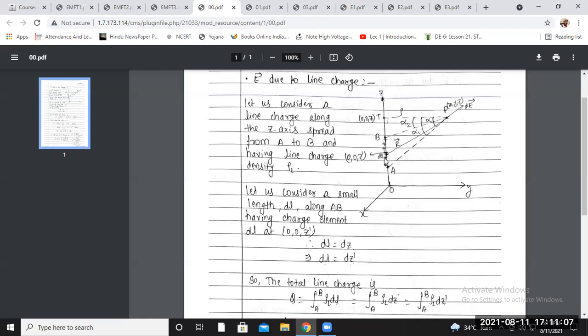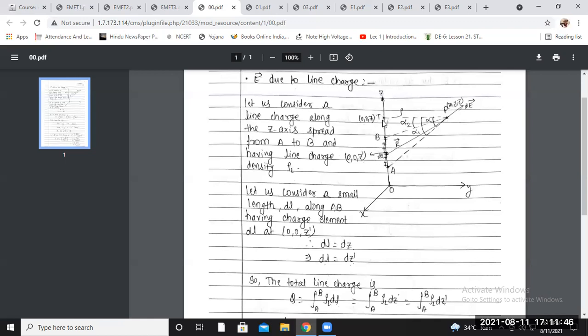And let us consider a small elemental length dl along AB, whose coordinate is 0 0 z dash. As this is along the z axis, it doesn't have any x or y coordinate parameter. Only the z parameter will be there, and it is named z dash. That means this dl has coordinate 0 0 z dash. Now this AB is of a very small length we have considered. Let us say this is having length L. If you have the value of dl and integrate from A to B, you will get the total line length of AB.